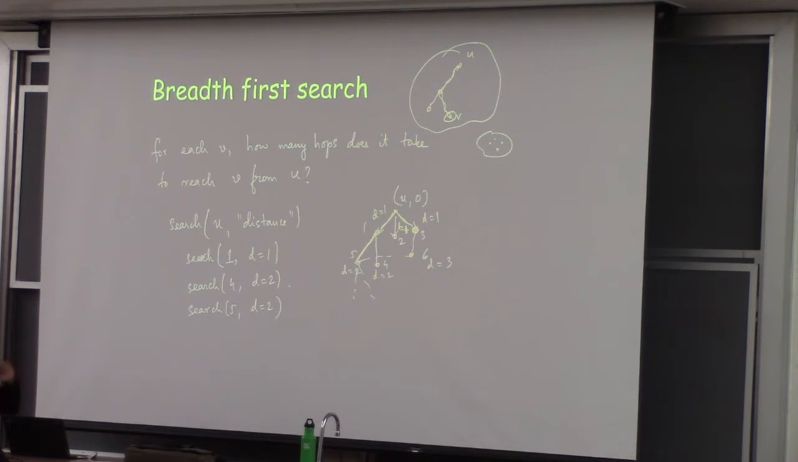Okay. And then, when you actually come to its parent, you will not explore 6. So 6 ended up getting the wrong distance. Right? So its actual distance is 2 from u. So there are two paths.